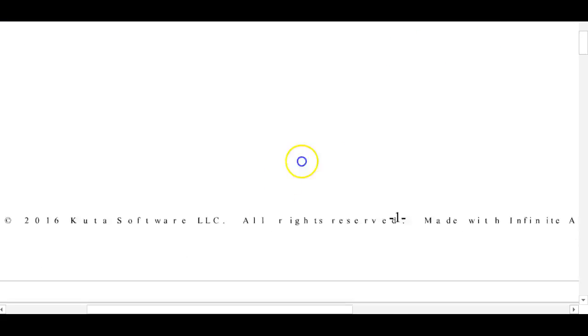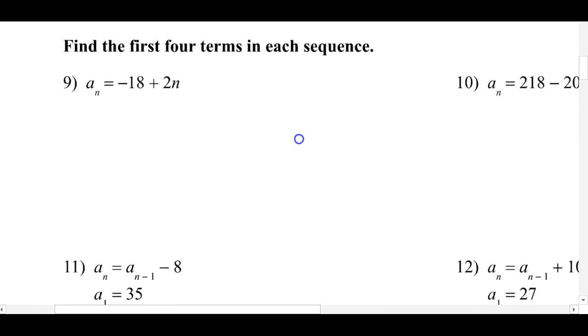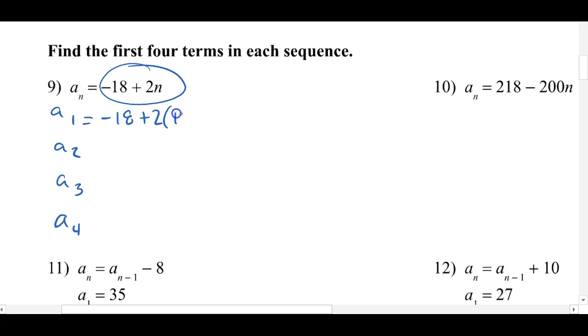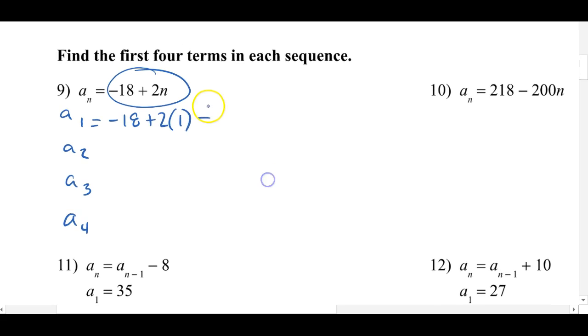Okay, so now let's go on down to the next page. Number 9. It says find the first 4 terms in the sequence. Well, it's pretty simple. I know I've got to find A1, A2, A3, and A4. And then I'm going to use this formula to find each term. So if I want to know term 1, I use this formula and I plug in 1. Okay, so then -18 plus 2, because 2 times 1 is 2, is -16. Okay, and I do the same thing all the way across.